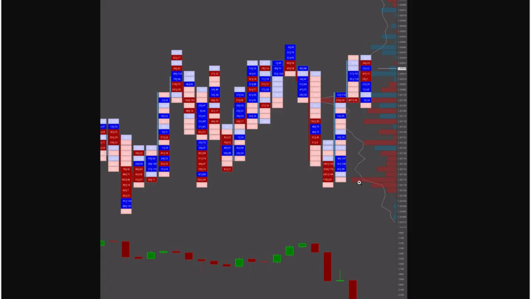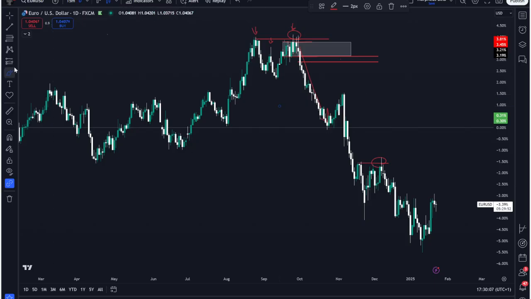Of course, we can use a lot of confluence on this. Let's say, for example, that we have a market structure and an auction market theory that is short. So the market is developing like this. We have the profile, and we are here, okay?